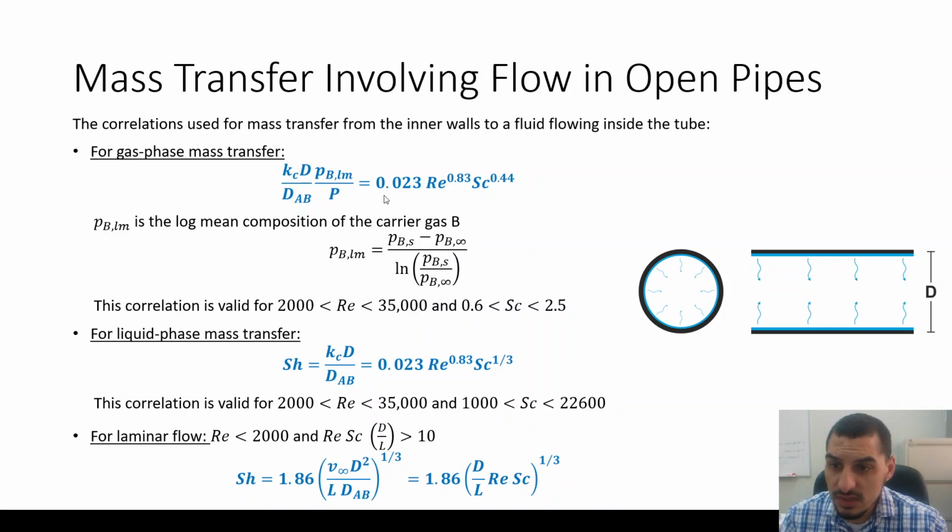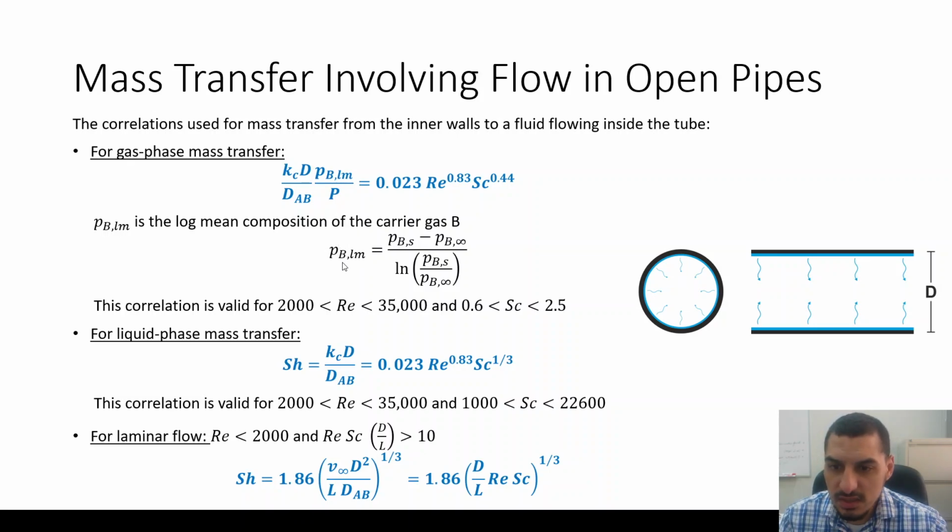Here in case of gas phase, this form is very close to the general form of the equation or the correlation of Sherwood number, Schmidt number, and Reynolds number. We have here constants multiplied by Reynolds power constant multiplied by Schmidt power constant, but here we have Kd over d, which is Sherwood number, but it's multiplied by this logarithmic mean divided by the total pressure. So this term is part of the equation.